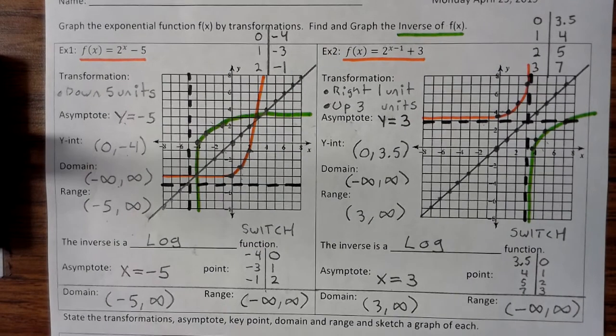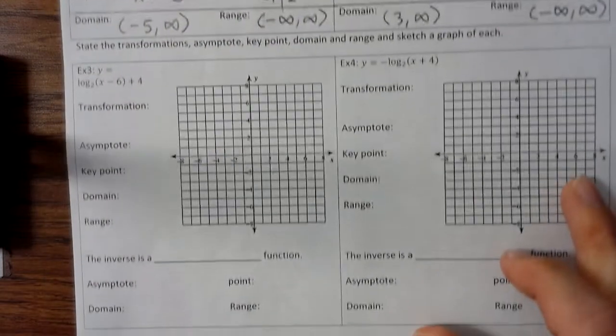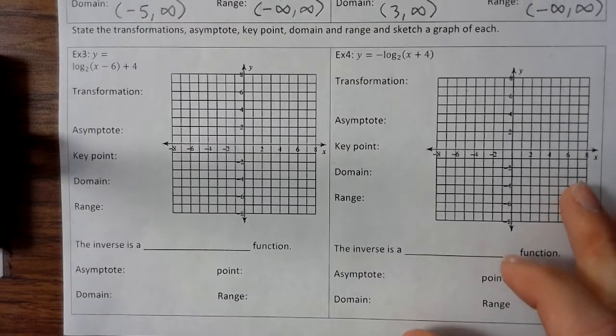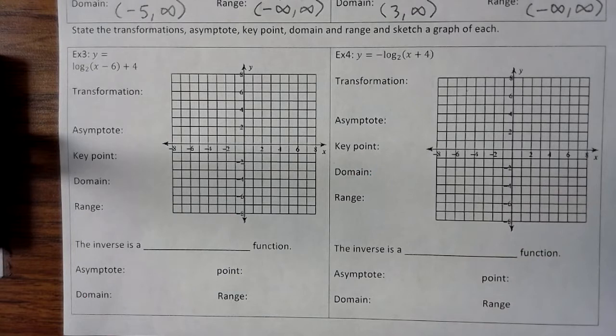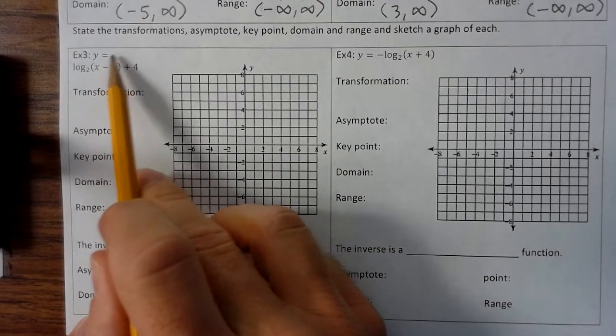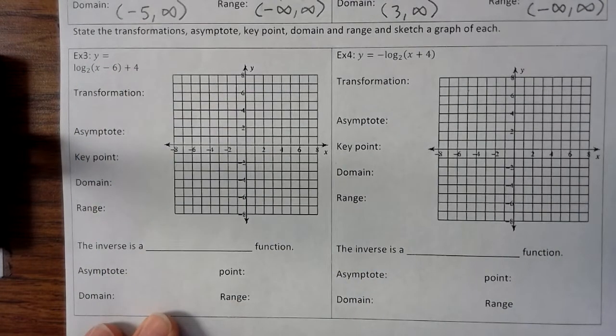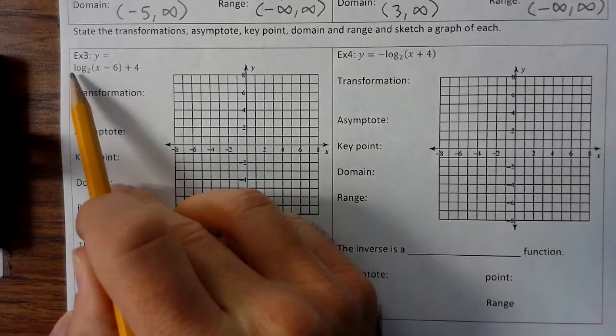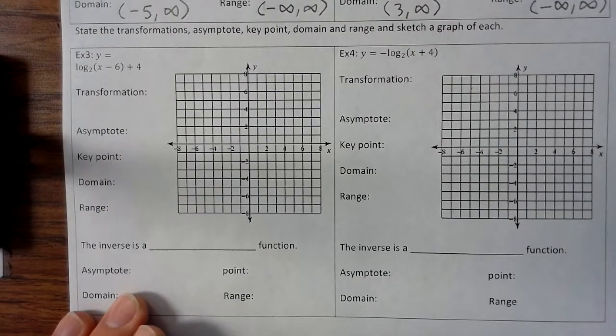All right, now let's take a look at example 3. State the transformations, asymptotes, key points, domain, and range, and sketch a graph of each. So now, graphing, the log should be up there, but I don't know. I thought I fixed it, but nonetheless, the y equals is right there. All right, so let's graph that.